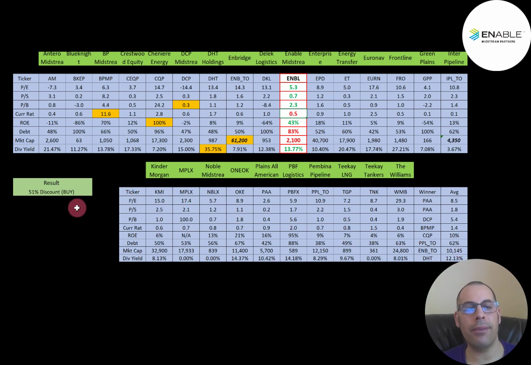So to summarize, I have them trading at a 51% discount because their stock price has come down so much. Their ratios look decent and their financials look really good. Let me know what you think.